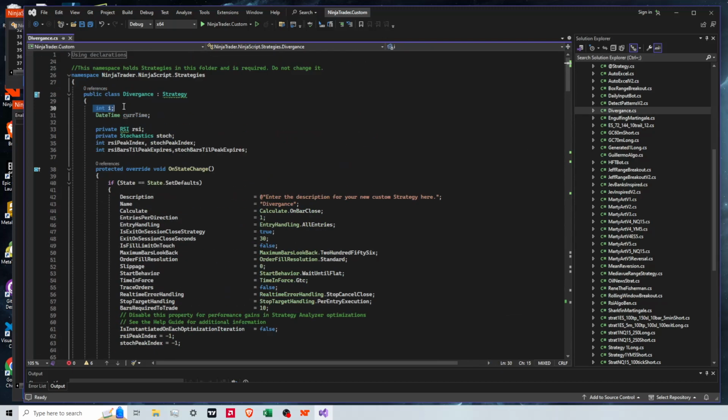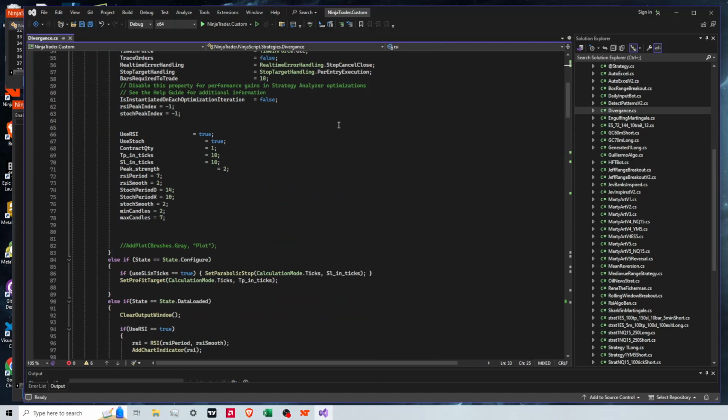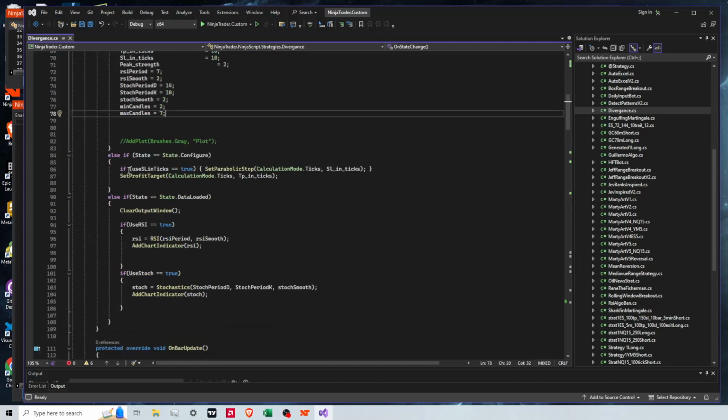So first thing you need is to load in or set up RSI, RSI peak index, and RSI bars till peak expires. Then we're going to set use RSI to true, contracts to 1, TP in ticks, stop loss ticks, peak strength. We're going to set all of these, and we also need min candles and max candles. Then in state.configure, if we want to use the hard-coded stop loss in ticks, then we're going to use this, and this is when this will be executed. Our TP will always be the set TP.